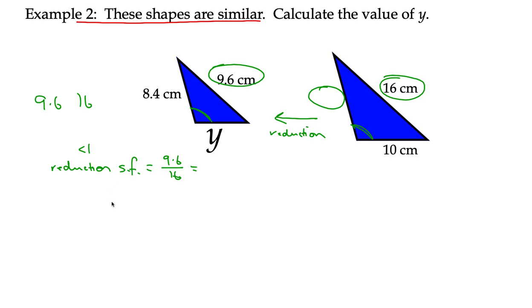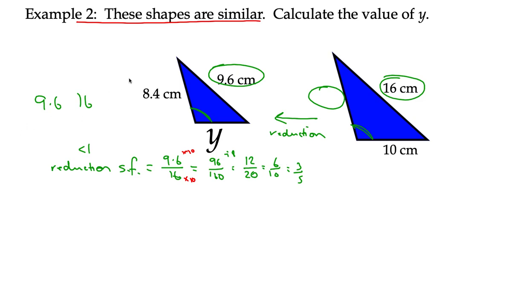For instance, in order to simplify this without a calculator, I can multiply both the top and bottom by 10. And that would give me 96 over 160. And then I could go ahead and try and find some common factors. For instance, they're both even. They're also both in the 8 times table, I notice. So I'm just going to jump to that. Divide through by 8. That would give me 12 over 20. They're both even, so that's 6 over 10 and 3/5. Okay, so I could use 3/5 as my scale factor, or 0.6.